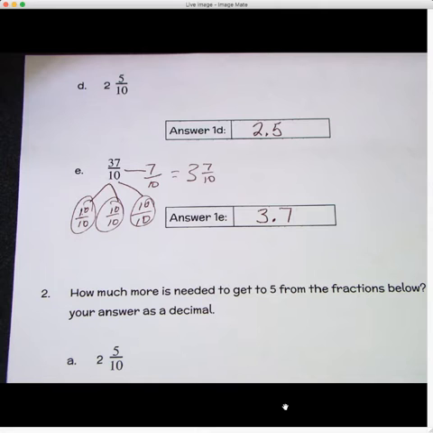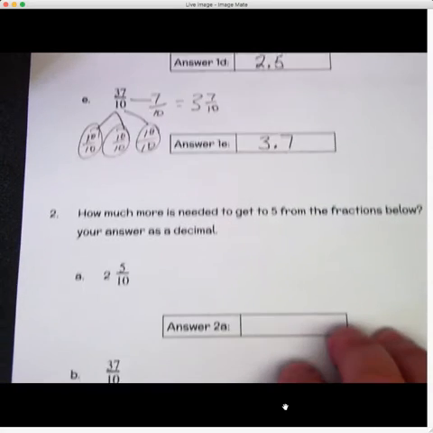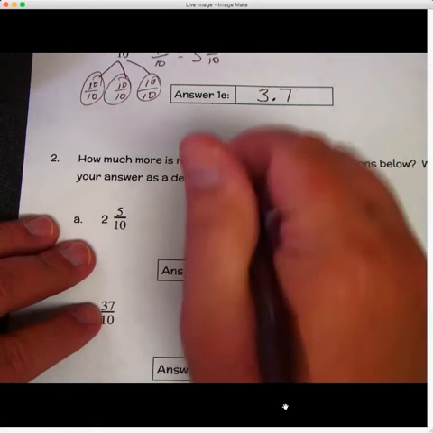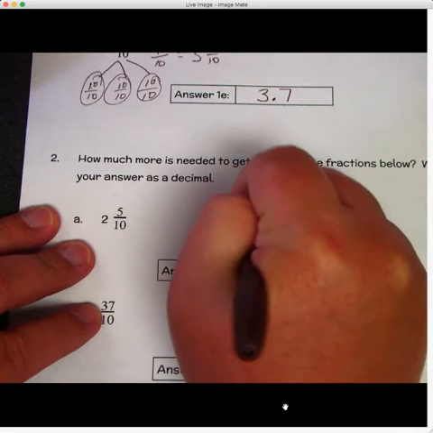Today's assignment's pretty short. I think you'll get through this just fine. Now, the second part of today's assignment might be a little trickier. How much more is needed to get to 5? We're trying to get to 5 from the fractions below. Write your answer as a decimal. Now, this is where it helps to use the area model, okay? So we've got to figure this out as tenths. So we're trying to get to 5 wholes.